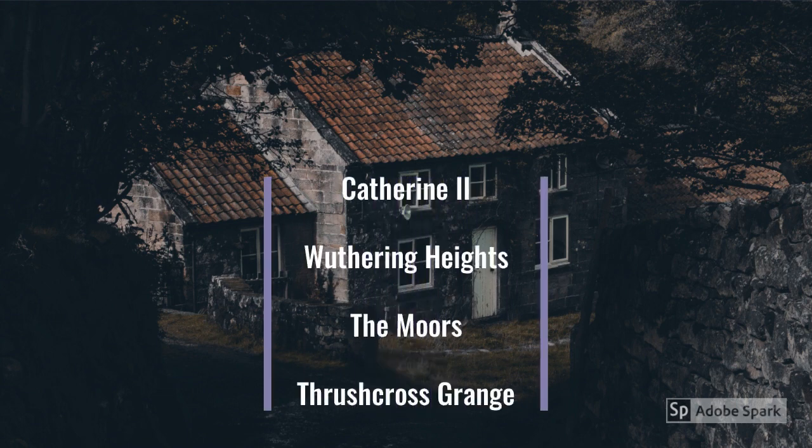And just like her mother, Wuthering Heights is also a prison to Catherine II. The moors, however, are something dangerous, something exciting to her. But Thrushcross Grange is her home, but it's taken from her when she marries Heathcliff's son.